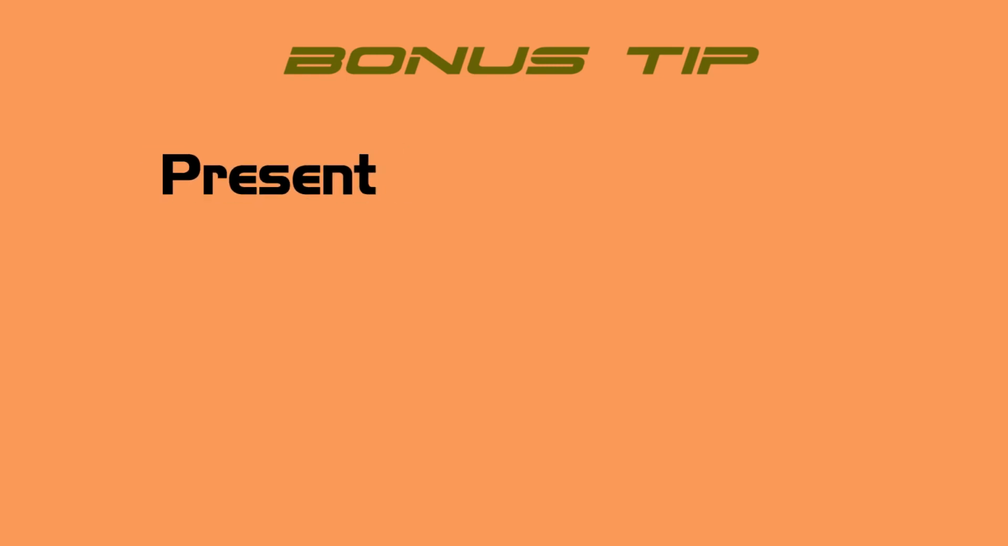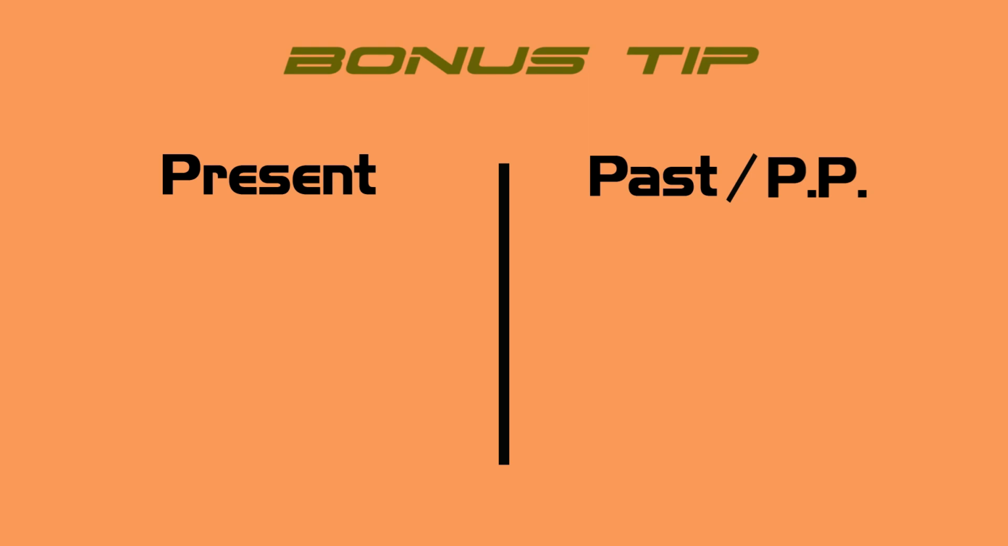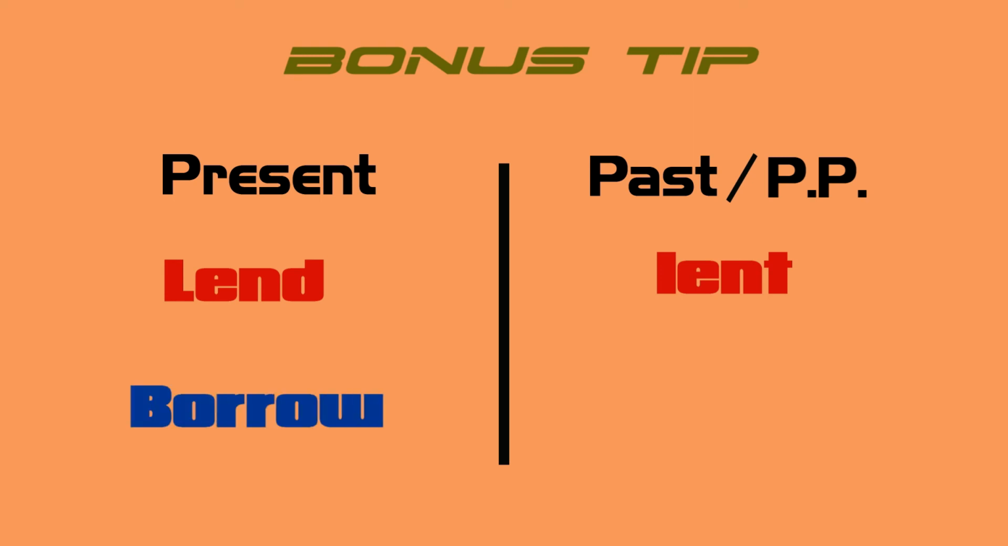And now it's time for a bonus tip. We're going to talk about the present, past, and past participle of the verb. So, lend. The past is lent, and the same with the past participle. With borrow, the past is borrowed, and the same with the past participle.